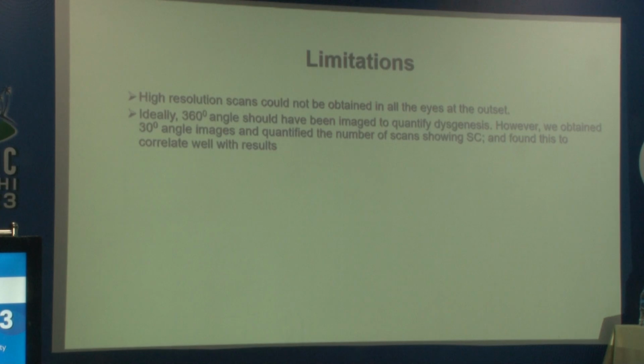The limitation is that acquiring high resolution scans in these eyes is difficult, especially if the patient has poor vision. Also, ideally a 360-degree angle should have been imaged. However, we saw that 30-degree angle was also correlating well with the results. We did, however, do imaging of the 360-degree angles in 4 eyes, but it took almost 2 hours per eye to do that, so it was inconvenient for the patient.